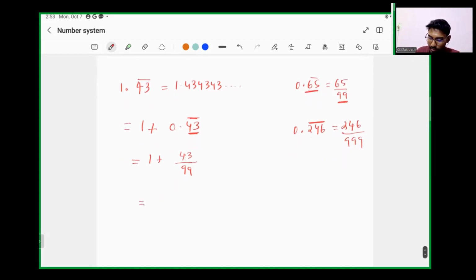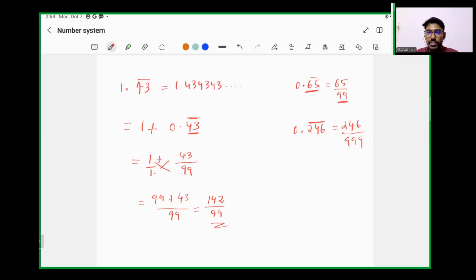So how it will be, you have to cross multiply. 1 means 1 by 1. So 99, 1 into 43 is 43, 99 plus 43 divided by 1 into 99 is 99. So it will become 142 by 99. So this is how you need to do the questions.